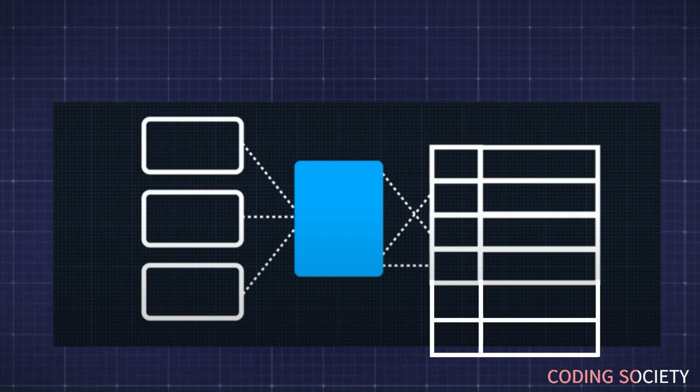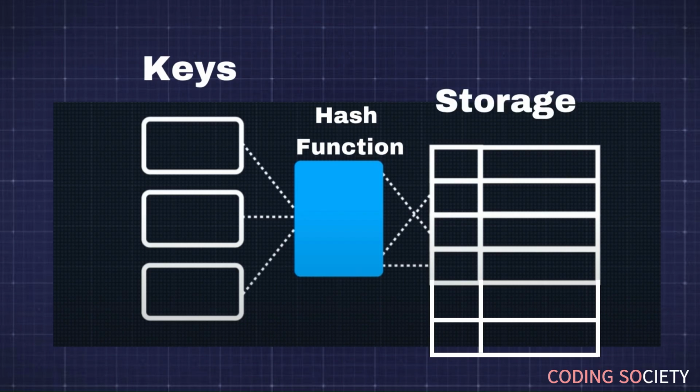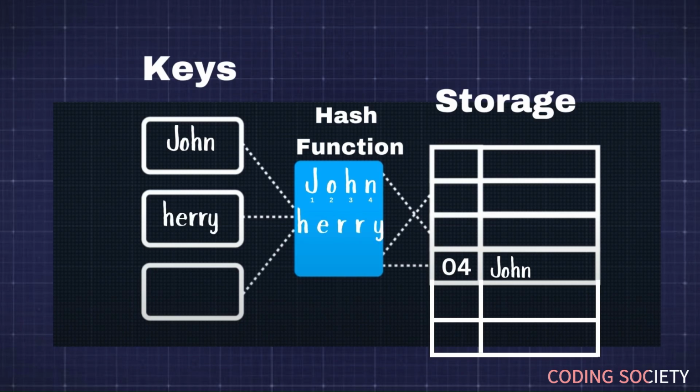A HashMap stores data using key-value pairs, where the key is run through a hash function that determines where the value should be stored. An example of a hash function could be the length of a string. John's name, for example, is 4 characters long, so he's in position 4. Harry is in position 5. Her name is 5 characters long.